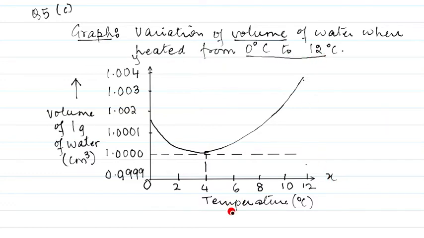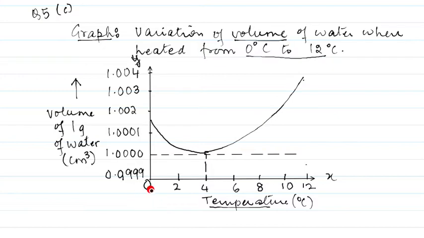So we have x-axis in which we have shown temperature in degrees C, and on y-axis we have shown volume of 1 gram of water in centimeter cube. Now remember, at 4 degrees C the volume is 1 centimeter cube. So remember that as you heat it from 0 to 4, the volume is going to decrease and then after 4 it is going to increase.